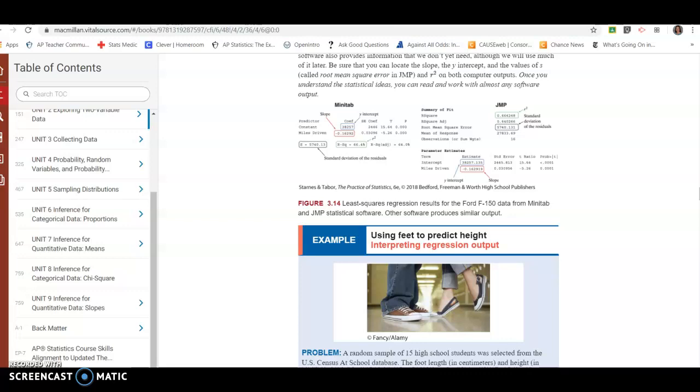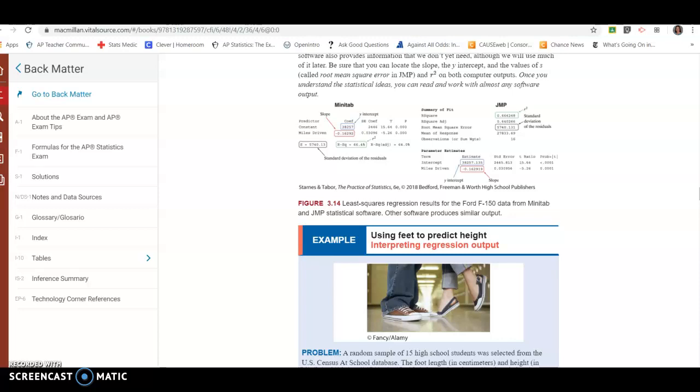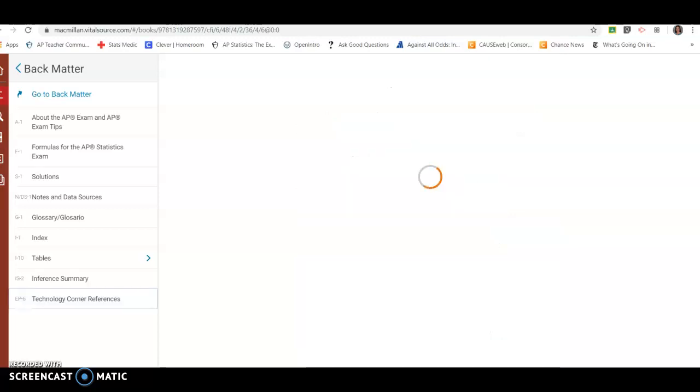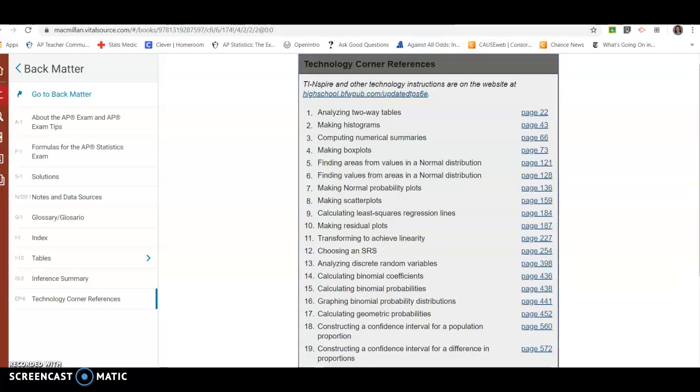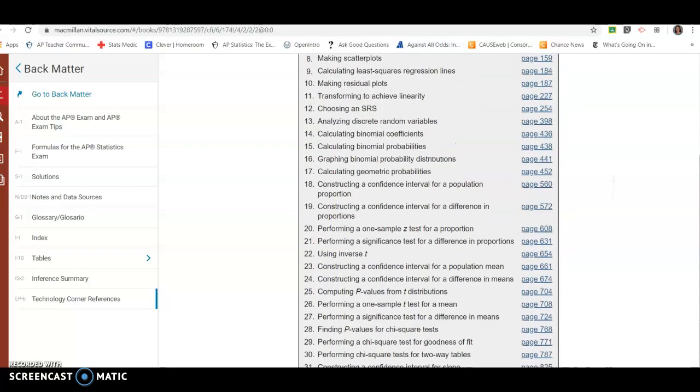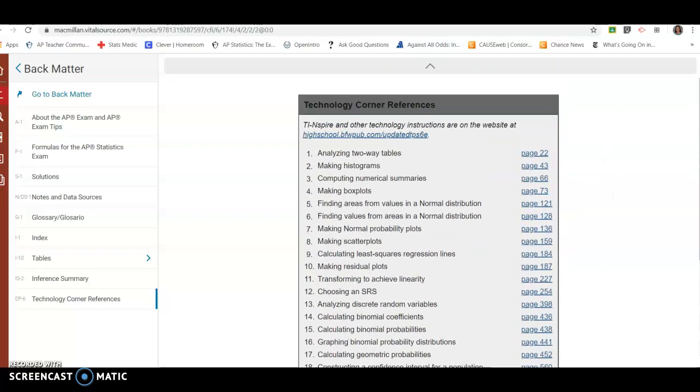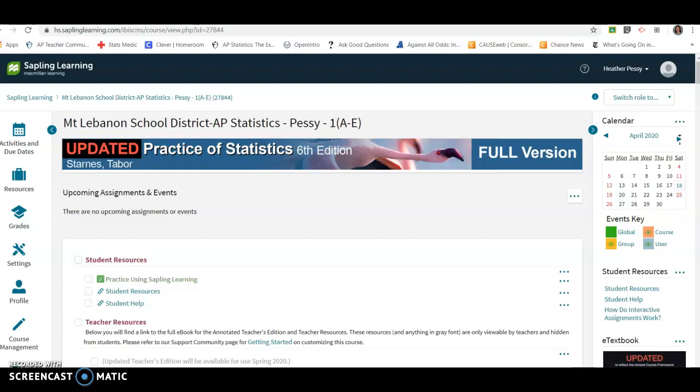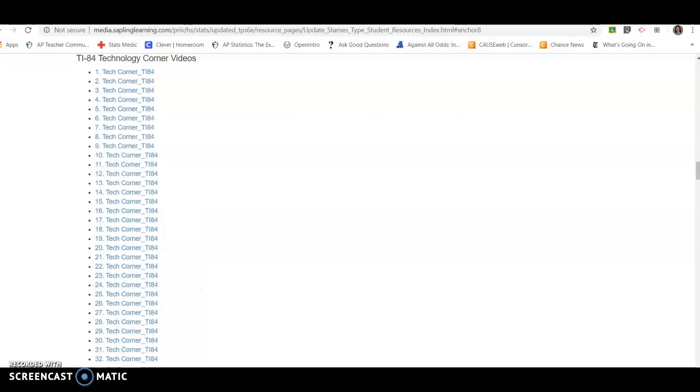So this review video for the calculator will be all things probability. Reminder, if you go to the back matter of your online textbook or go to the back of the hard copy textbook, you have tech reference corners here. So from 1 to 32, the page number for all of these things are listed, and they correspond when you are on Sapling under student resources to these TI-84 tech corner videos. So you can see which ones you need, 1 through 32, and take a look at those as well.